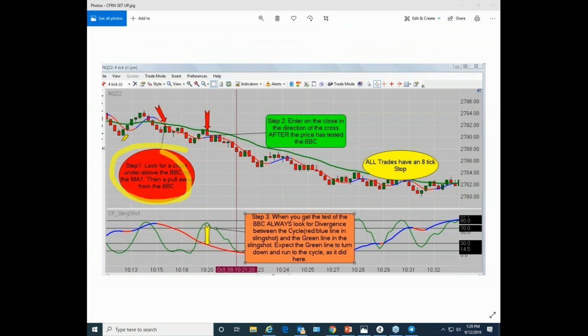Do we have a cross? Yes, we do. We have a bearish cross. Look for step number 2. Look for step number 3. When they all apply, you get inside the dome and take action. So that's the setup. It's right there. Every trade has an 8-tick stop attached to it.